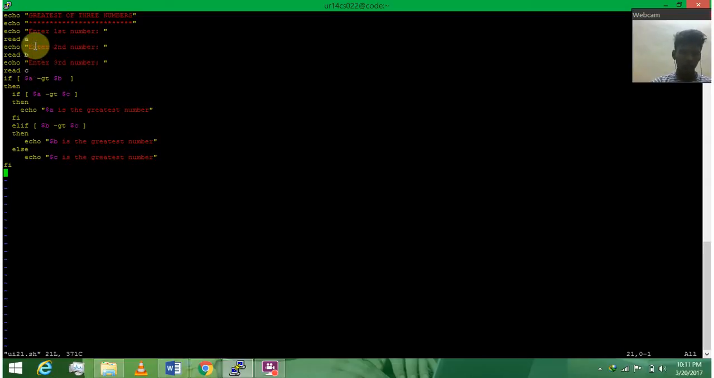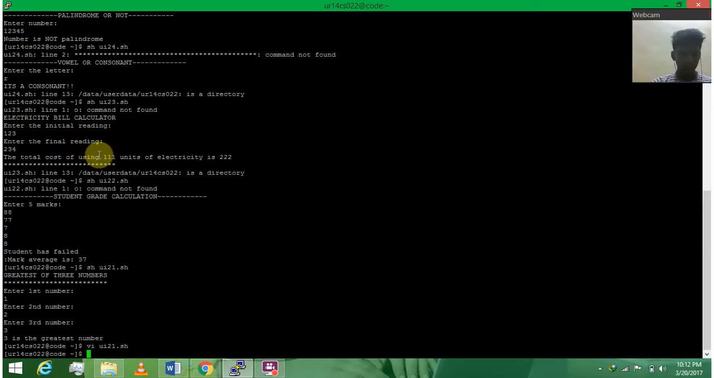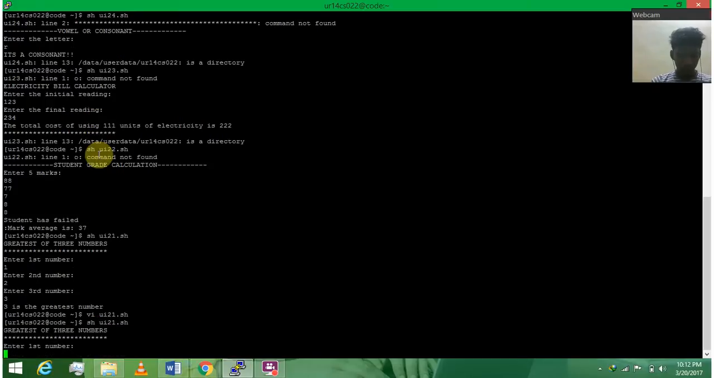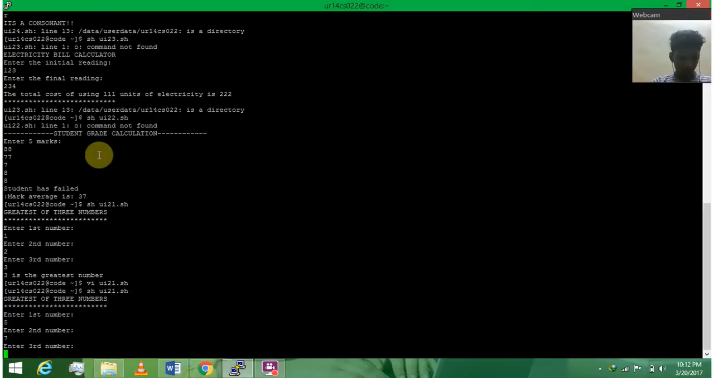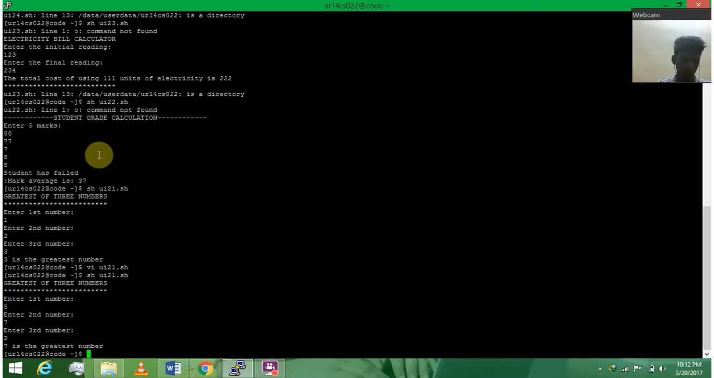First I am comparing the first number A with the second number, and the first number with the third number, and for that I am displaying the first output, and for the second one I am displaying the second number and third number, and displaying the third one. From these I am displaying whether the first number is greater or the second number is greater. So these are my commands. I'll execute it for you. Enter my first number, 5, second number 7, my third number is 2, so 7 is the greatest number. So here's my output for my first program.